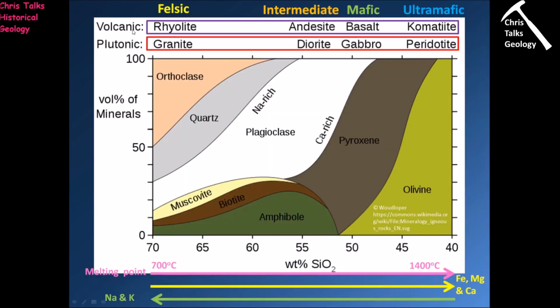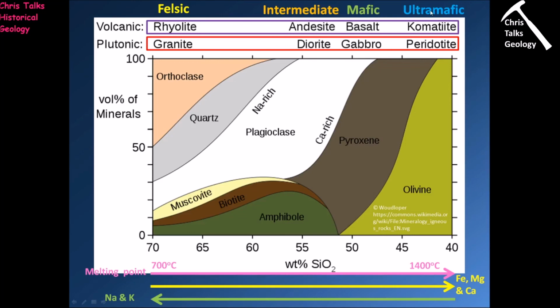Okay, so if we look at this diagram, there's a lot of stuff going on here. We're going to focus on this top portion right here. If you remember, igneous rocks are split into 4 groups: felsic, intermediate, mafic, and ultramafic. So these are types of magma: felsic, intermediate, mafic, ultramafic. They're also types of rock.